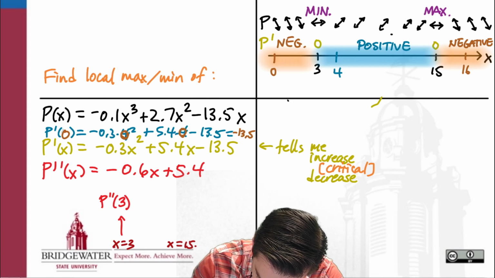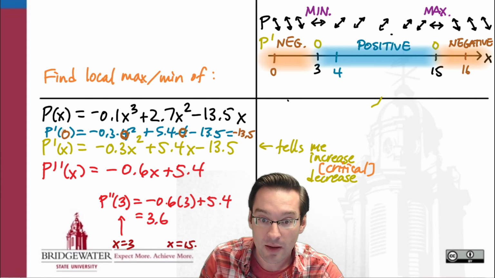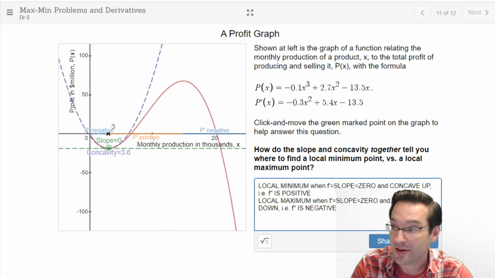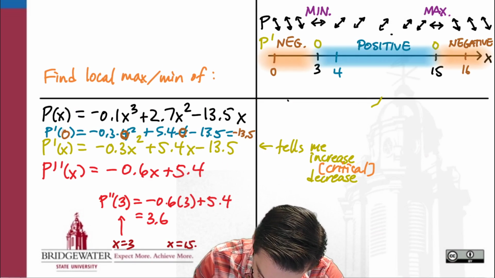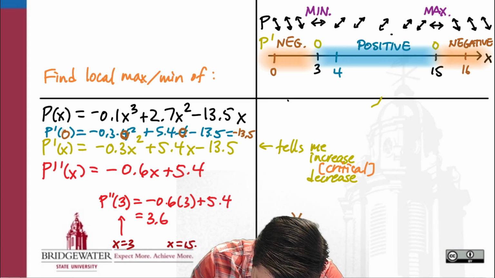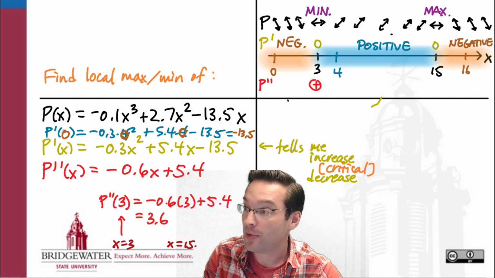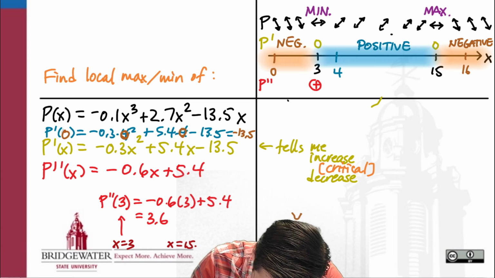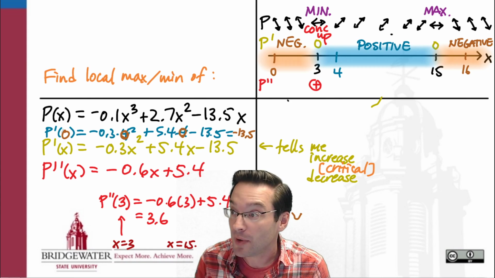P double prime of 3 is negative 0.6 times 3 plus 5.4. That's positive 3.6, which, by the way, is also the number that the concavity came up with here on this graph, right? Positive 3.6. And the important part is that it's positive. And because it's positive, P double prime is positive at that point. That meant that P was concave up at that point, which is how we would have known that it was a minimum, even without checking the first derivative on both sides.